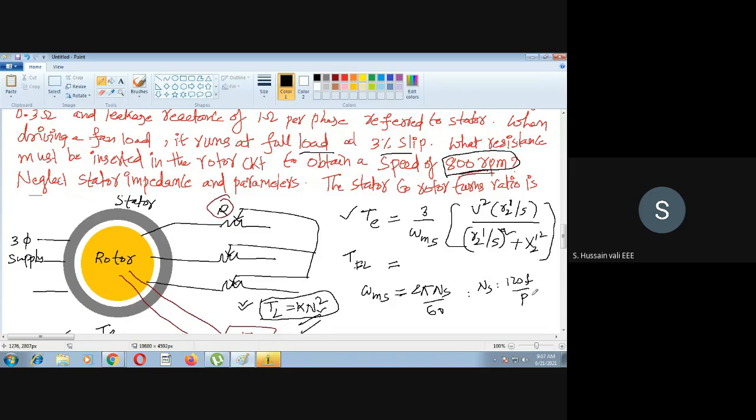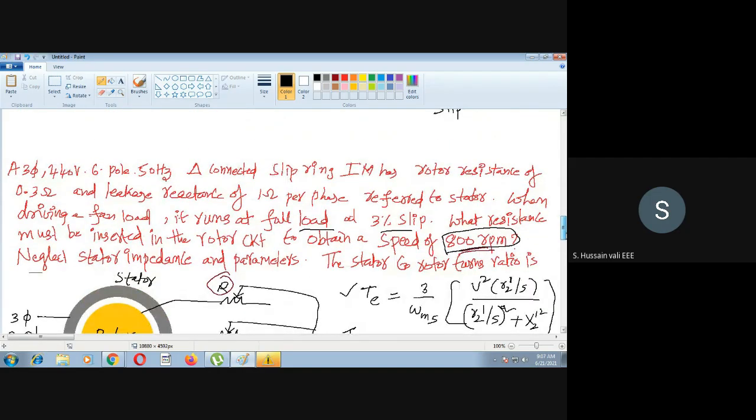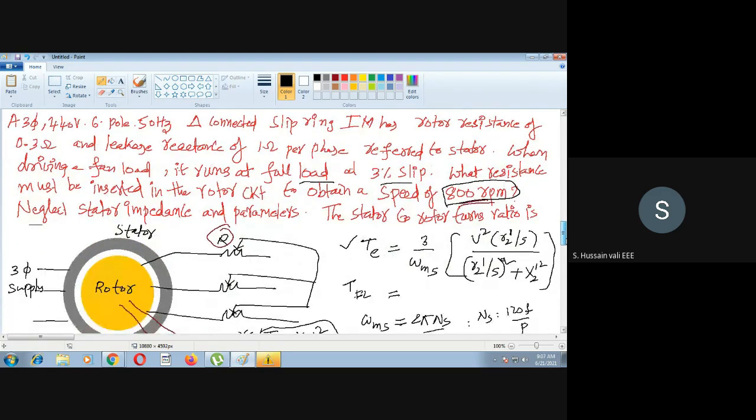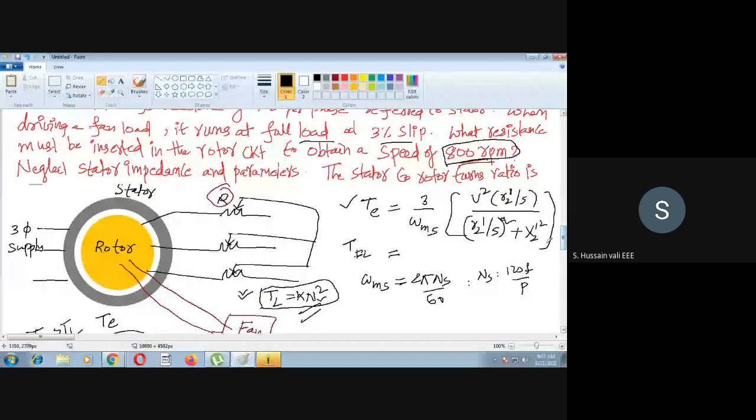In the problem he has given the frequency and the number of poles, everything. F is equal to 50, then 6 poles. So ns is 1000 rpm. Substitute 1000 here, then you will get the answer approximately 104.72. So you got omega ms.